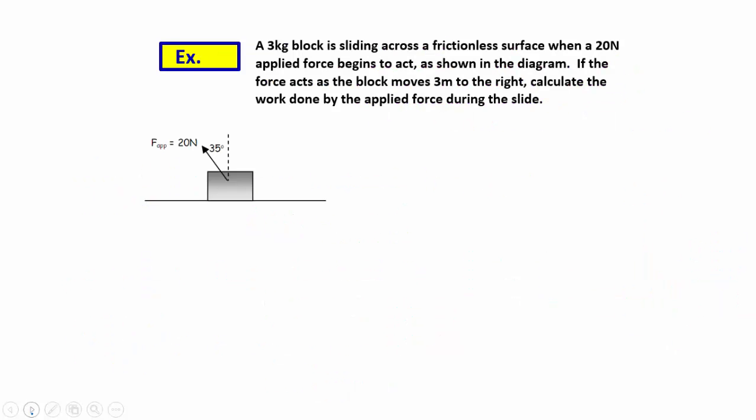So let's try a couple example problems. We're going to start with the first work energy example. It says a 3 kilogram block is sliding across a frictionless surface. I'm going to assume that it's sliding to the right, though it doesn't say this. If the force acts as the block moves 3 meters to the right, calculate the work done by the applied force during the slide.